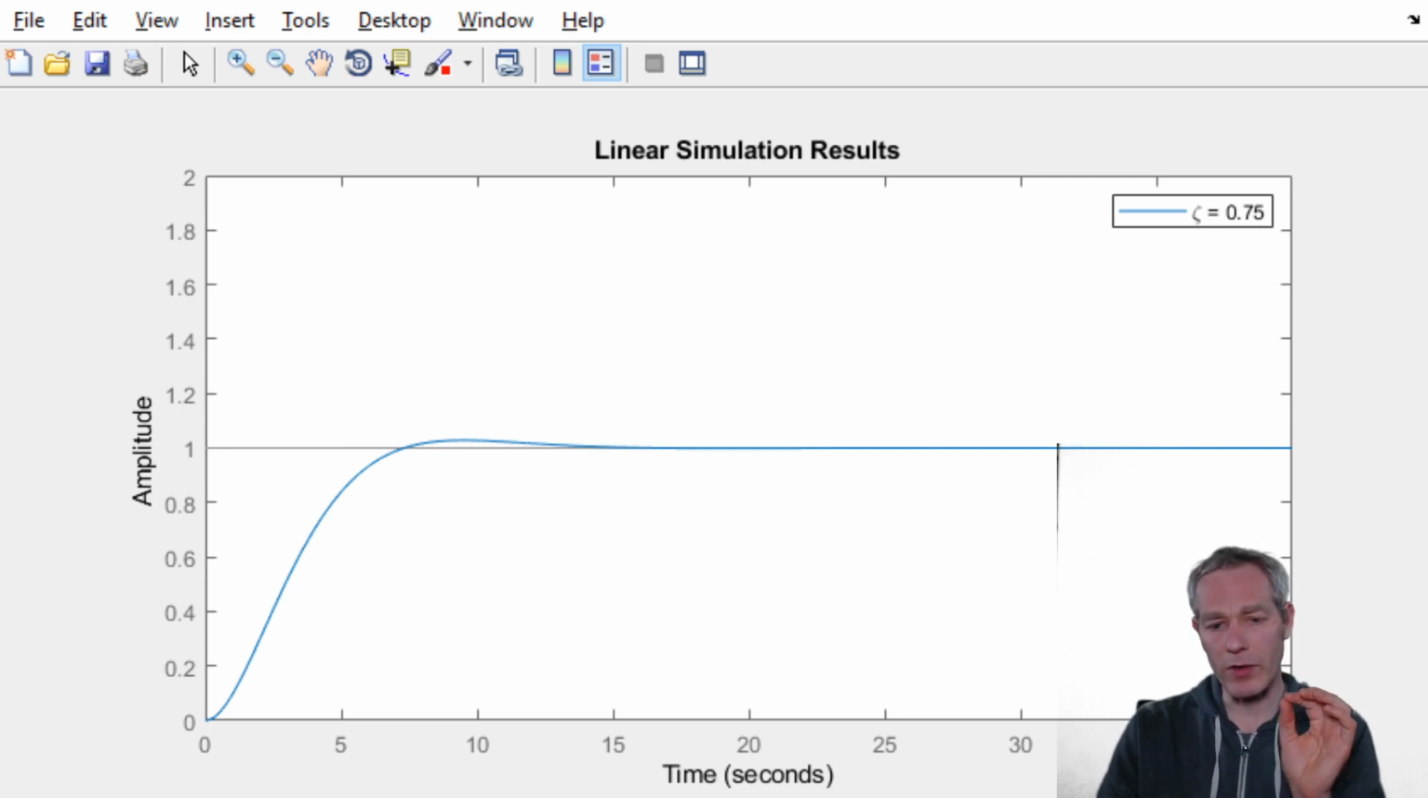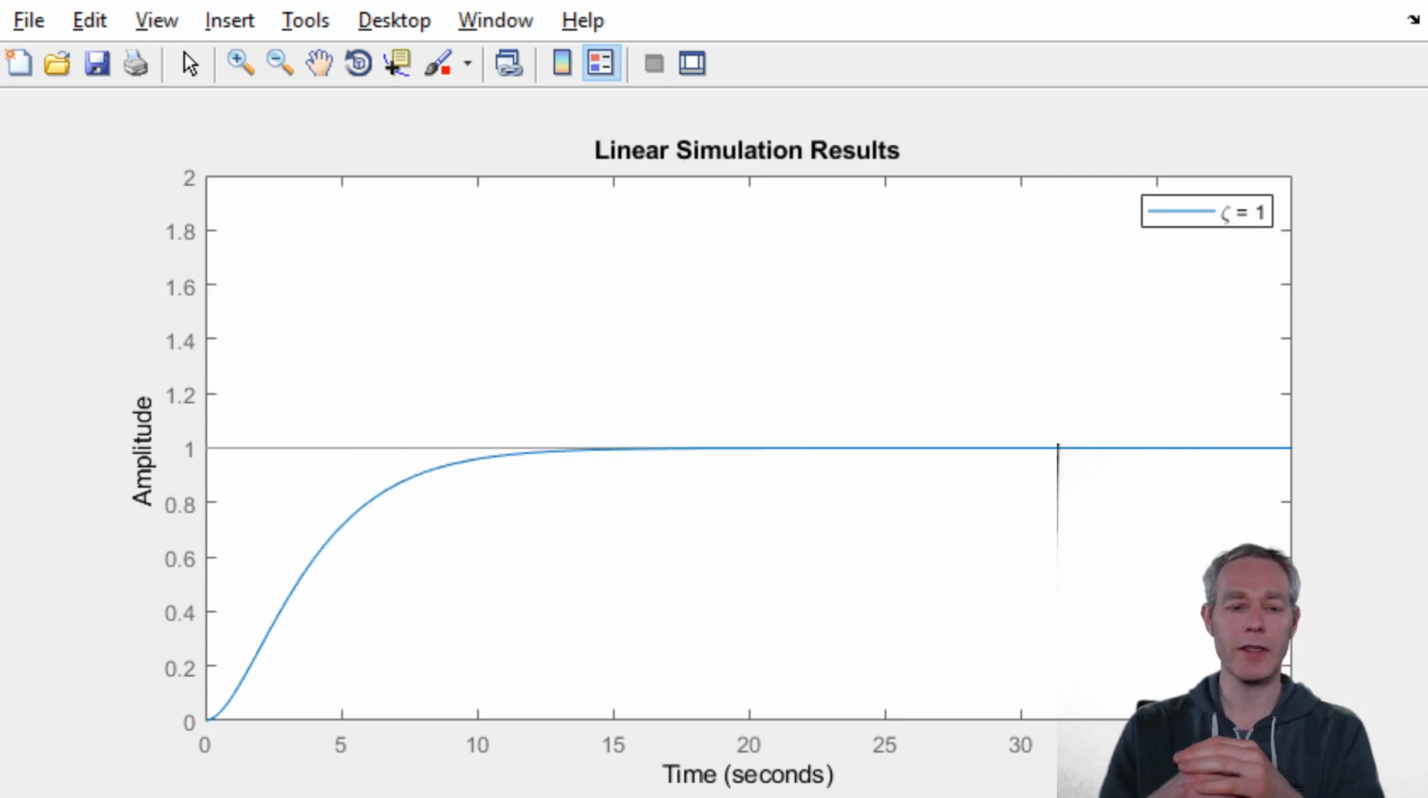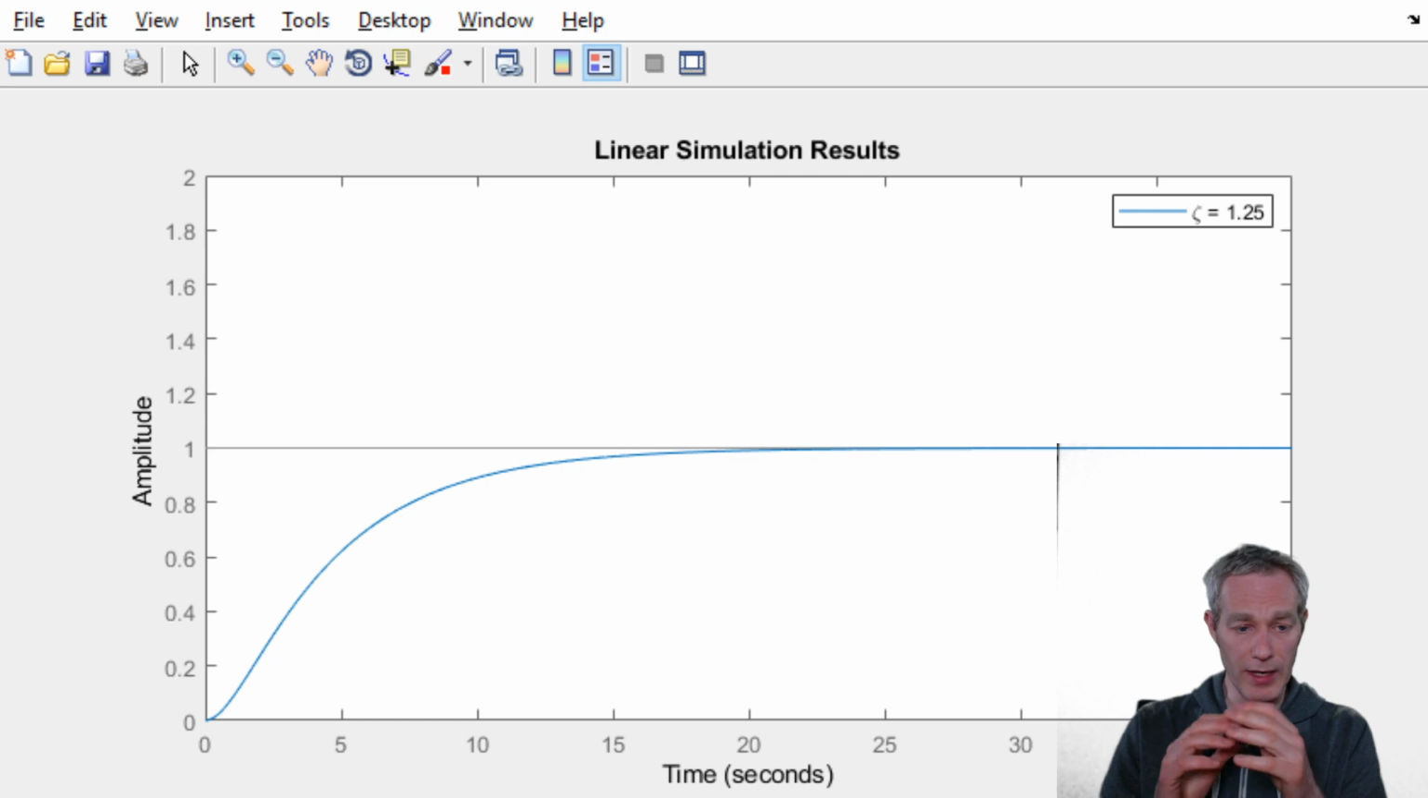And when we go to zeta as 1, we enter the critically damped state, where we see that there are no more oscillations, and the response goes up to our set value. If we add more damping, what we'll see is that it has a similar behavior, but the behavior is a bit slower.